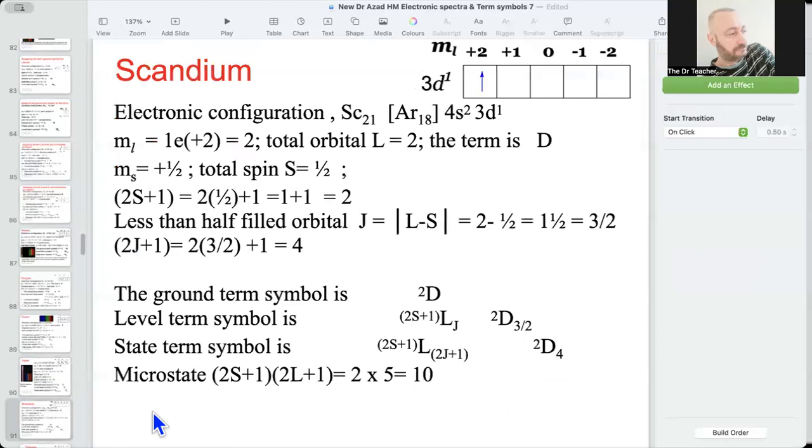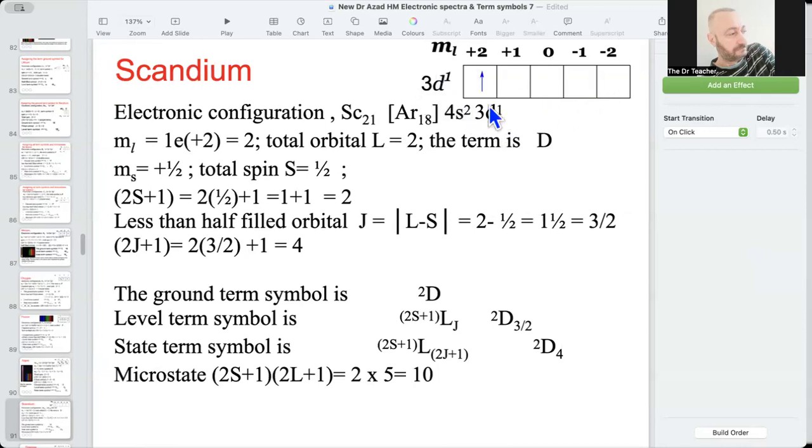Scandium, one of the transition metals, scandium, which is free. Don't forget, we are doing the term symbol for the free ion, for the free scandium. No ligand, only scandium. So 4s2, 3d1. Now, someone says, how come 4s2 will be the outer shell or 3d1? No, always the lower energy level will be 4s2, so the next higher energy level is 3d1.